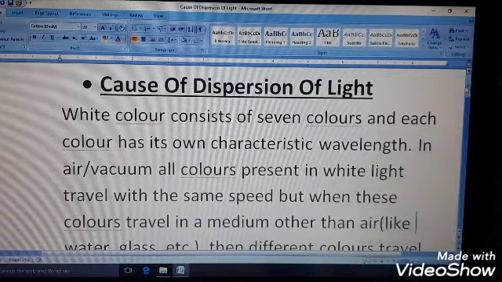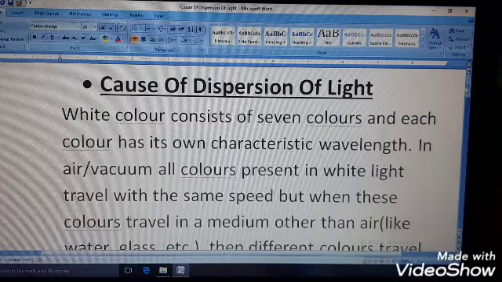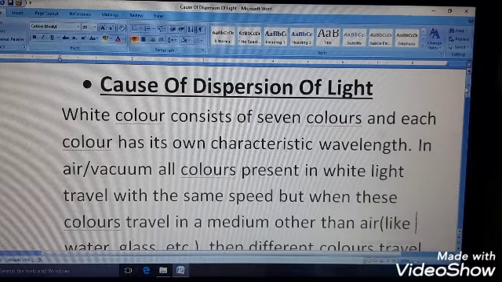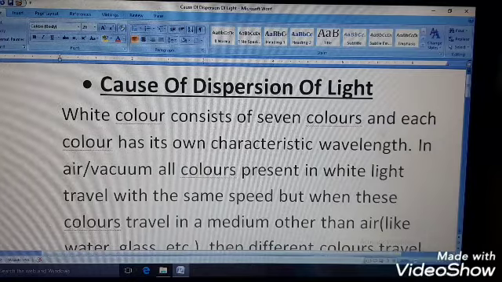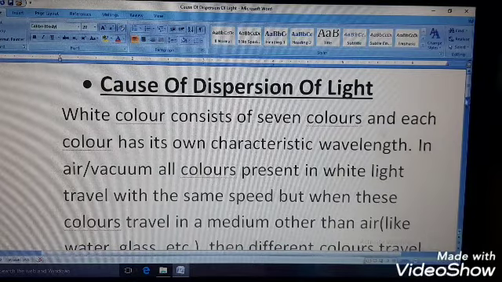Now move to another topic, the cause of dispersion of light. That means why this light disperses into 7 colors. Actually, white light consists of 7 colors, and each color has its own characteristic wavelength. Since they have different wavelengths, they travel with different speeds in different mediums. In air or vacuum, all the colors present in white light travel with the same speed. But when these colors travel in a medium other than air, then they travel with different speeds.